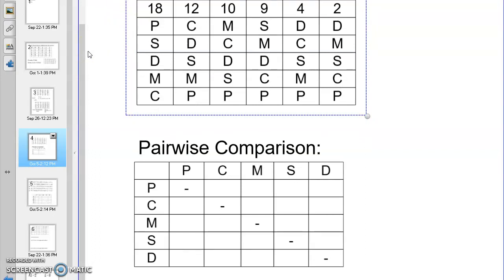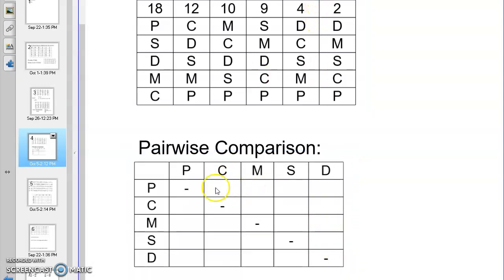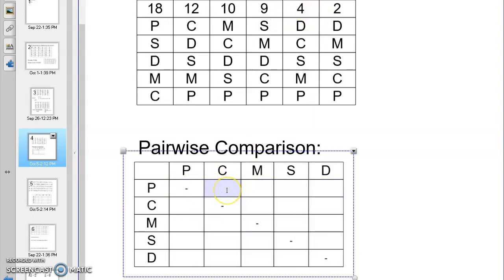Okay, so essentially we're doing each pairing. So P versus C. Let me make this a little bit smaller here. Make sure we get the right font here. Okay. So P versus C, P loses to C. P loses to M.